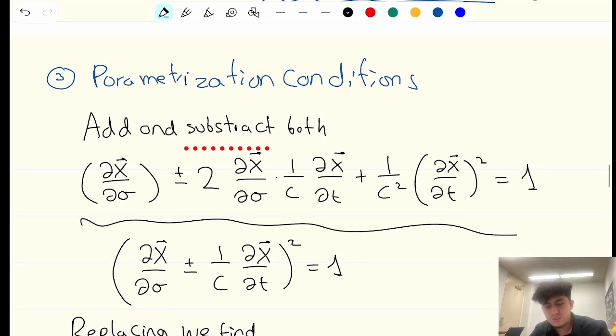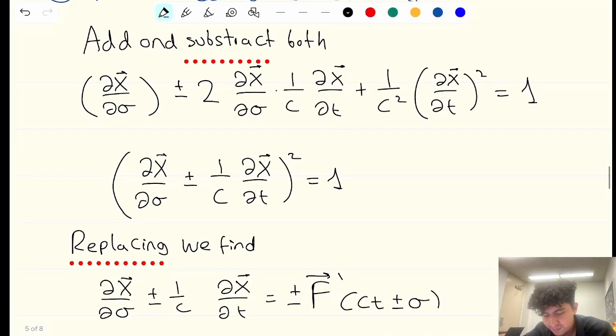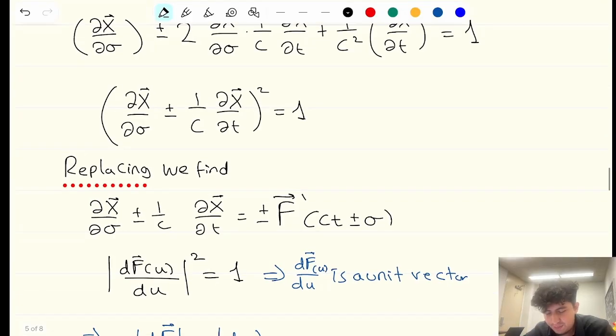We get this huge equation. If you can see, I don't know how you say it in English, but you can do the square and then put it inside the square. So we put it inside the square, cool. And then we can replace.